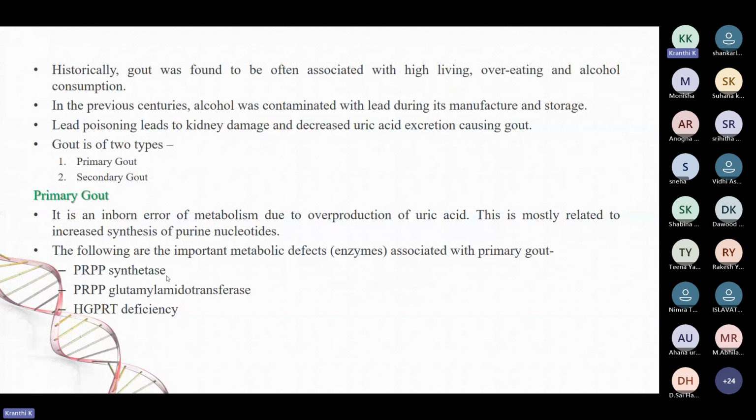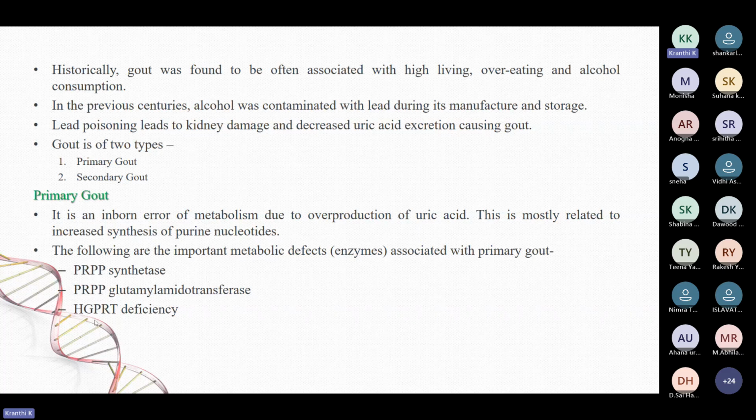PRPP synthetase. What is PRPP? Phosphoribosyl pyrophosphate, which we use in the synthesis of purine. We use this enzyme, and when there is a defect in this enzyme, the purine may not be synthesized properly. Then PRPP glutamyl amidotransferase, then HGPRT deficiency. The lack of these enzymes may be due to genetic problems or inborn errors.